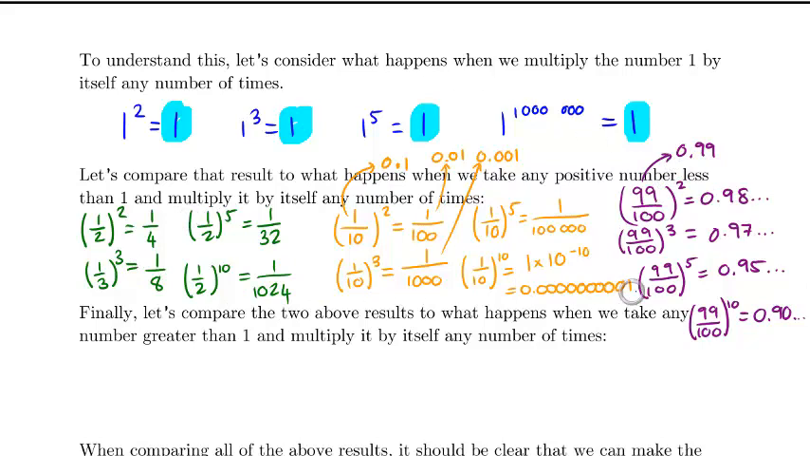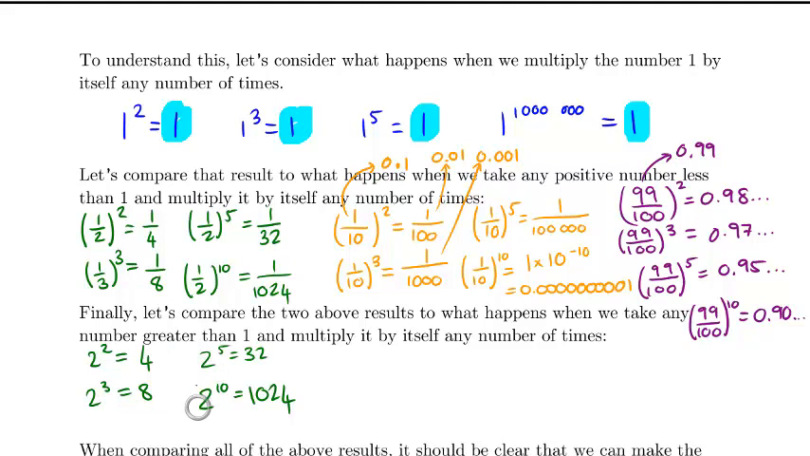Now let's compare these results to taking a number that is bigger than 1 and multiplying it by itself an increasing number of times. We've already done this with the number 2, guys. We already know that 2 squared is 4, 2 cubed is 8, 2 to the 5 is 32, and 2 to the 10 is 1024. The big important point I want to make here is the following: if you take a number bigger than 1 and multiply it by itself, the result is bigger. And the more you multiply that number by itself, the bigger the result gets.